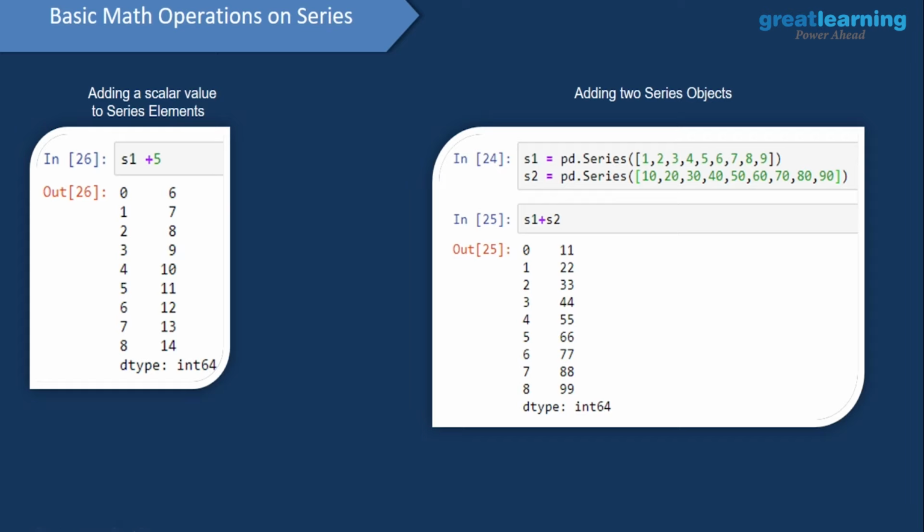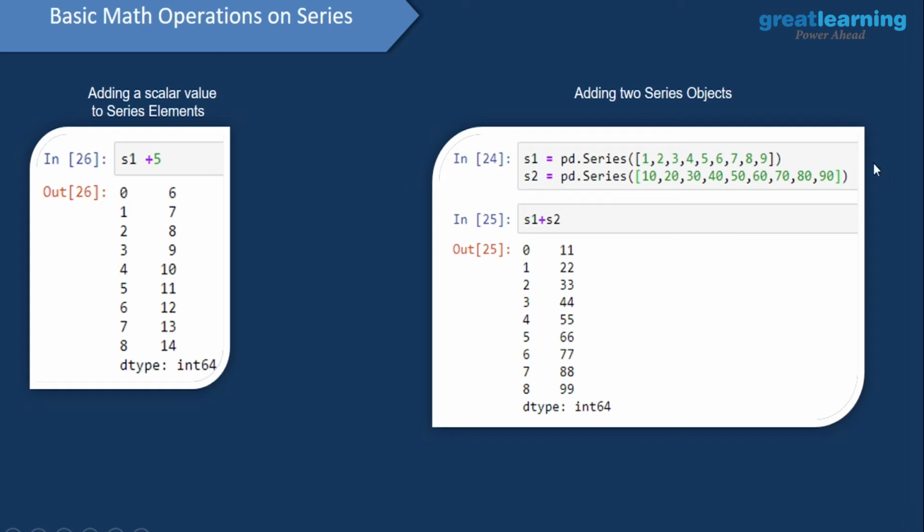And we can also go ahead and add two series objects. Over here I have S1 where the elements are from 1 to 9 and S2 where the elements are from 10 to 90. And when I perform S1 plus S2, this would add the elements which are present at the same index position. So here we'll have 10 plus 1 is 11, 20 plus 2 is 22, 30 plus 3 is 33, and this goes on till the last index position over here.